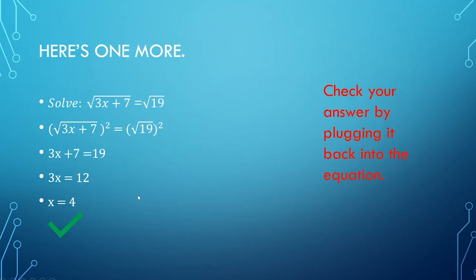Here's another one, all worked out already. So you have the square root of 3x plus 7 equals the square root of 19. Square both sides. The square root symbols get eliminated. You're left with 3x plus 7 equals 19. That turns into 3x equals 12 after you subtract 7 from both sides. Divide both sides by 3, you get x equals 4. Remember, check your answer by plugging it back into the equation. 3 times 4 is 12. 12 plus 7 is 19. Square root of 19 equals the square root of 19. That is correct.